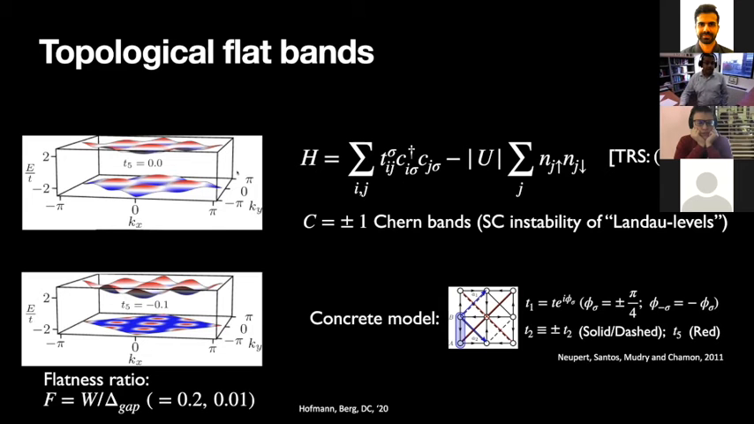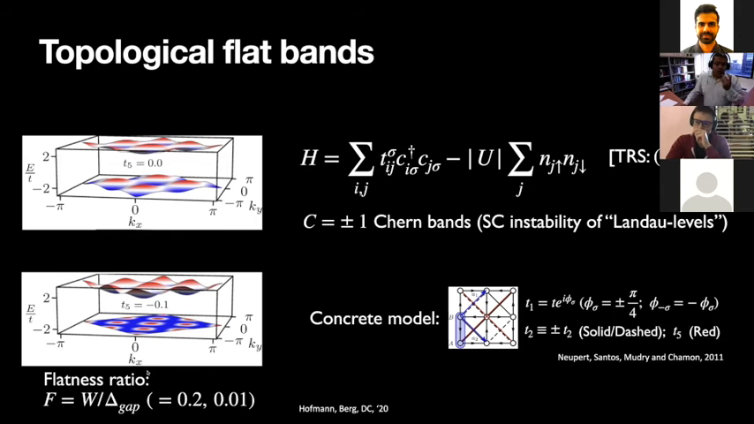Okay, so for instance, here I'm showing you how, for two different choices of a fifth neighbor hopping, you can really make your bands significantly flatter. Okay, and so what I'm going to be interested in is filling up this lower band partially, turning on this attractive interaction, and then taking it from there.